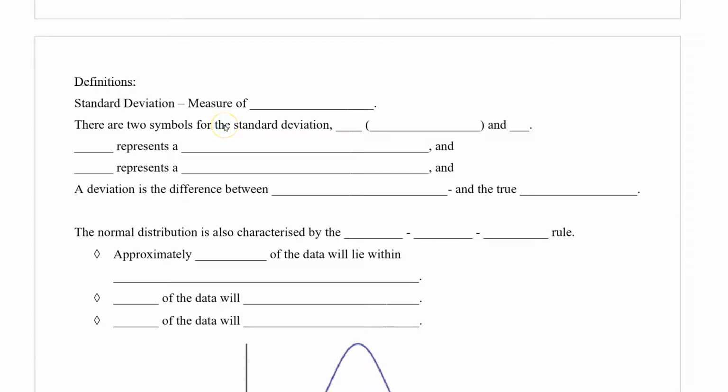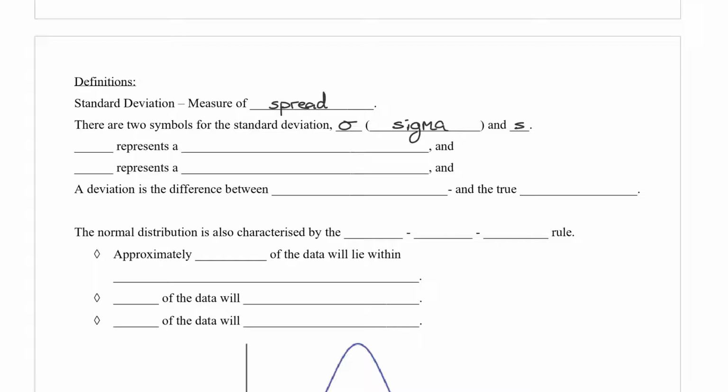Now the standard deviation is a measure of spread. So think about how the data is all spread out. It's a measurement of how it's spread. There are two symbols for standard deviation. The first one is the Greek letter sigma, or I should say lowercase sigma. And we also have the Roman alphabet symbol S.